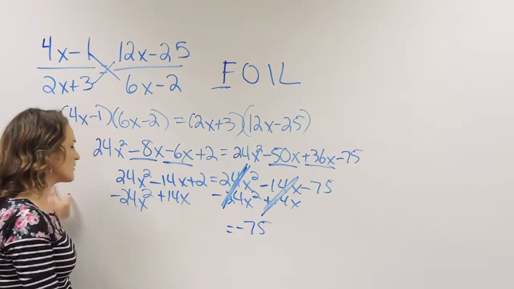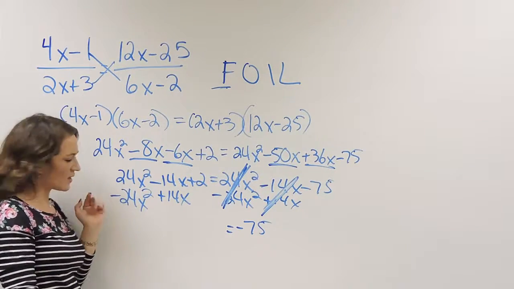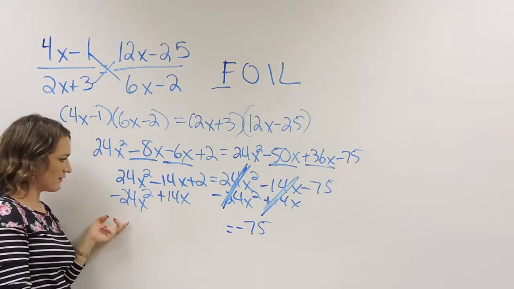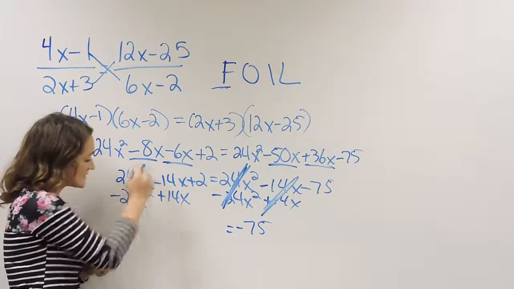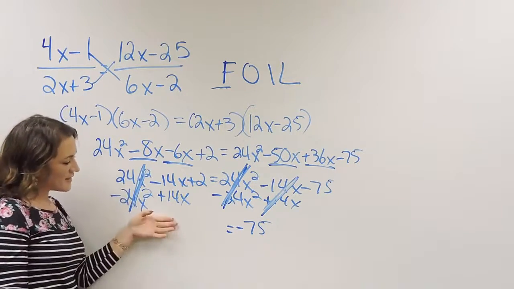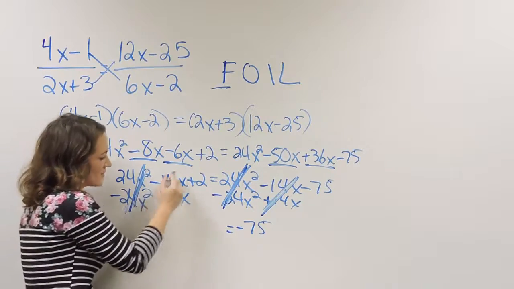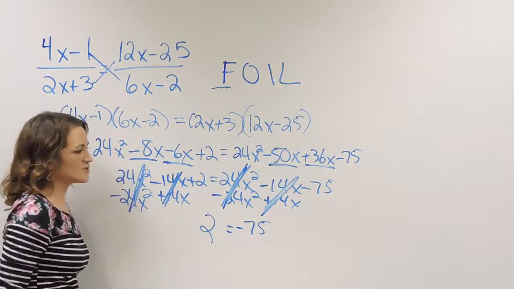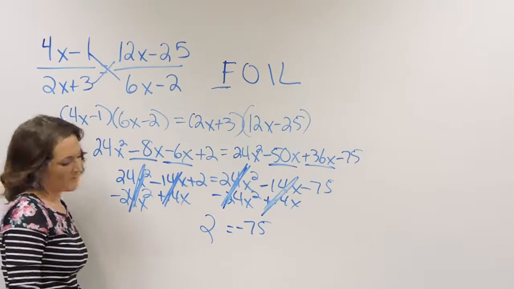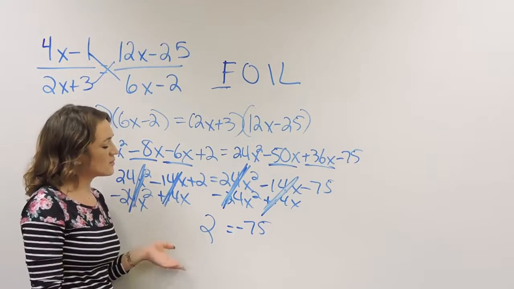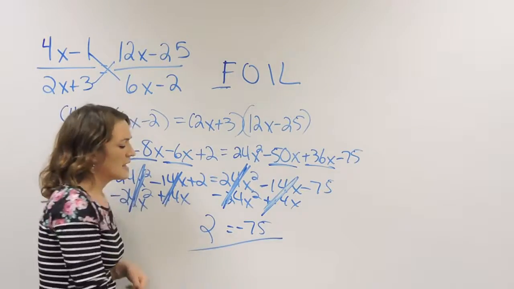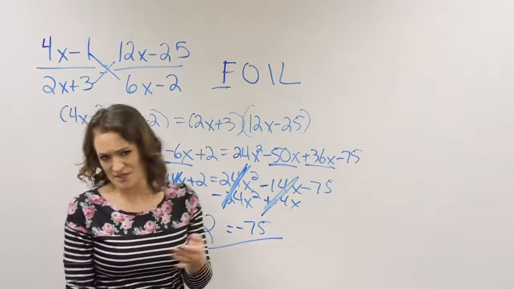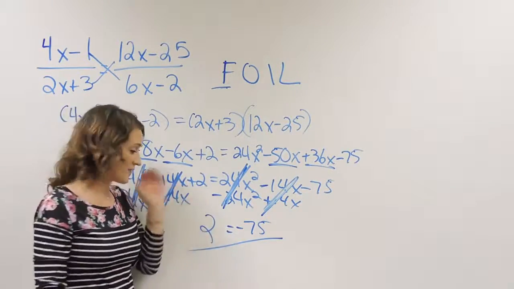On the left-hand side, though, we had 24x squared, and we subtracted 24x squared, so that's going to cancel. Same thing with my x terms here. Negative 14x plus 14x cancels, leaving me with just this 2 over here. I'm left with 2 is equal to negative 75. Now, I don't know about you, but 2 does not equal negative 75, right?